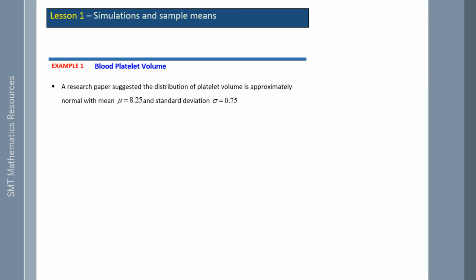Example 1. A research paper suggested the distribution of platelet volume is approximately normal with a population mean of 8.25 and a population standard deviation sigma being 0.75. This will look like a normal curve with our center being the population mean of 8.25 and one standard deviation is 0.75.